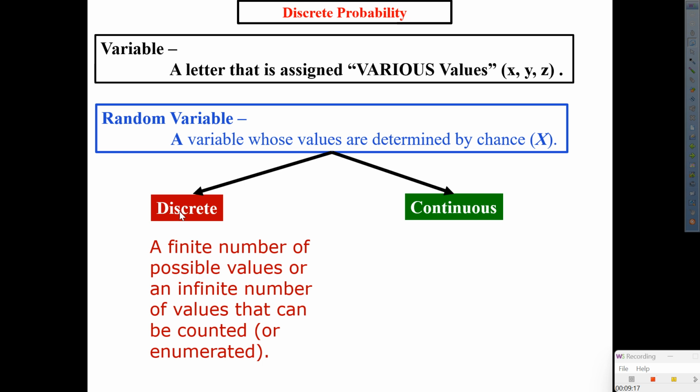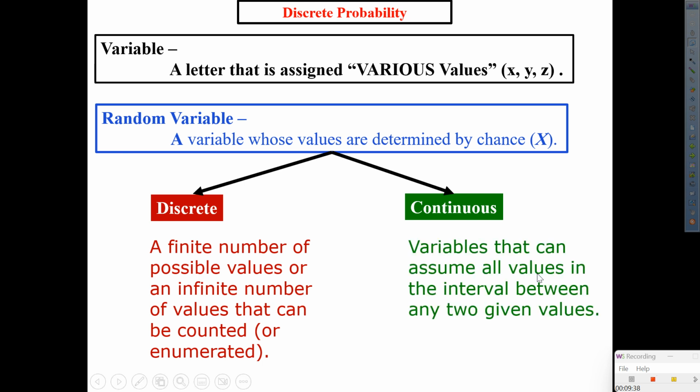So if discrete are finite, let me repeat that again, if discrete random variables are finite, ask JC what continuous variables are. Infinite. Bam. That is correct. That assume all values of the interval between two given values. Yes, so infinite amount of values.